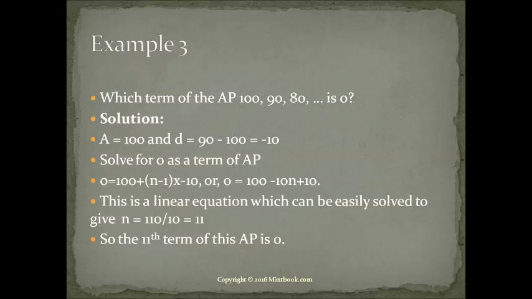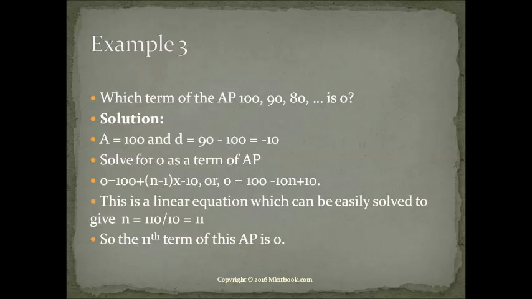So we have to find out that in the series 100, 90, 80, 70, 60 and so on, at what position will 0 occur? So as our first step, we will write down the values of first term and common difference. The first term will be A equal to 100. The common difference will be the difference between any two consecutive terms. We will take 90 minus 100. So we will get D is equal to minus 10.